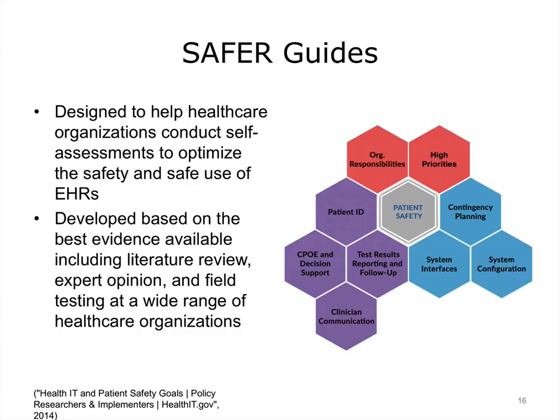There are 9 SAFER guides. Each one begins with a checklist of recommended practices. The 9 cover clinician communication, contingency planning, computerized provider order entry and clinical decision support, high priorities, organizational responsibility, patient identification, system configuration, system interfaces, and test result review and follow-up.